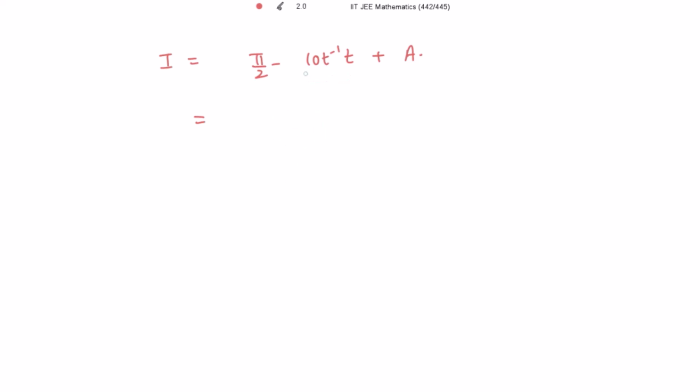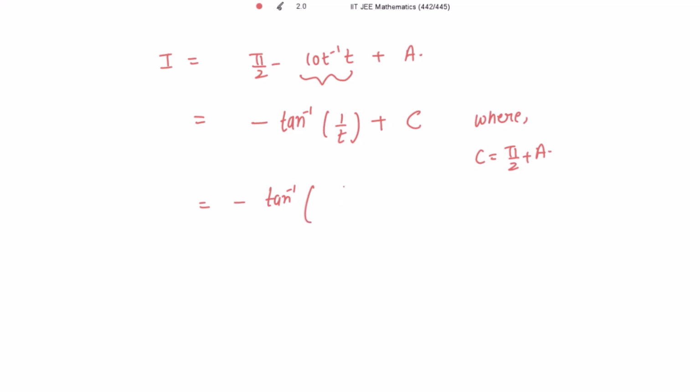Yes. Now this cot inverse t can be written as tan inverse 1 divided by t with a negative sign, plus pi by 2 plus a. I take this constant to be c, where c is equal to pi by 2 plus a. Right? So now putting the value of t over here, this is tan inverse 1 divided by x square plus x plus 1 plus the constant. This is what we need to get.